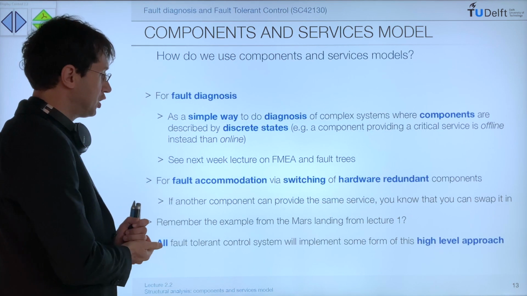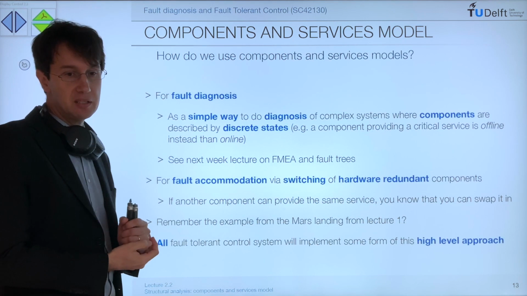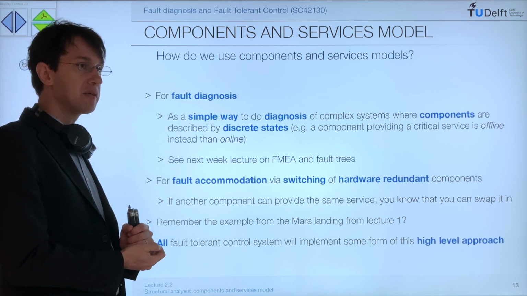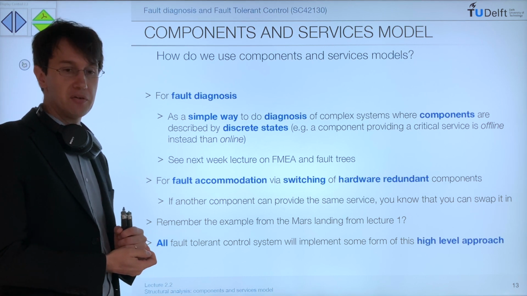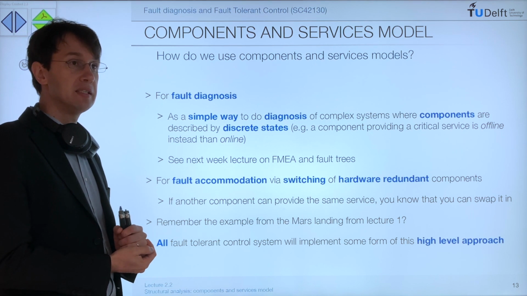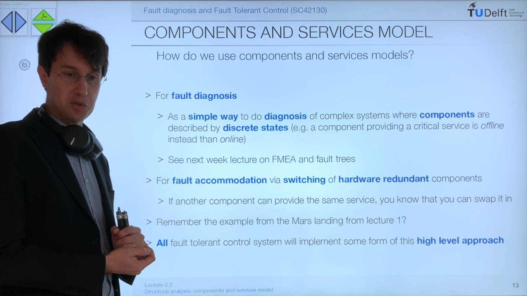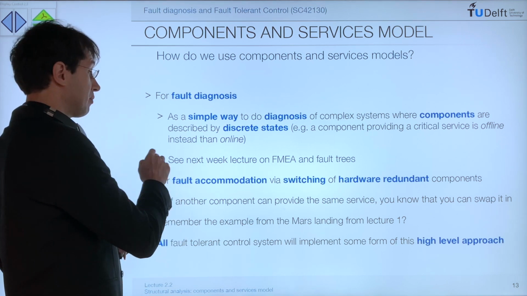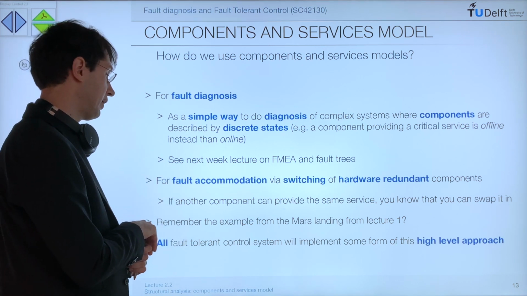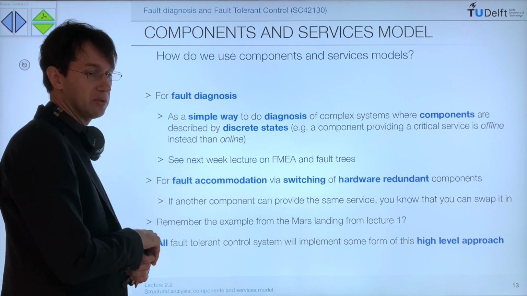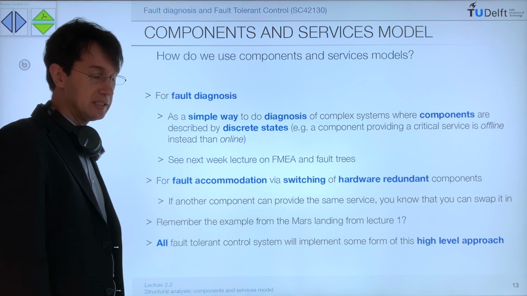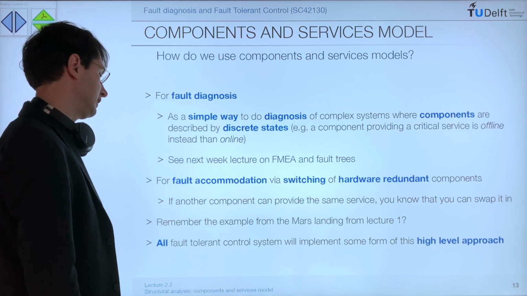As we have shown today, this component and services model can be used to do some simple diagnosis, reasoning on the variables that are needed by each component and the variables that are provided by. In a more formal way, we're going to introduce in the next lecture how to use that for doing fault tree analysis and failure mode and effects analysis.